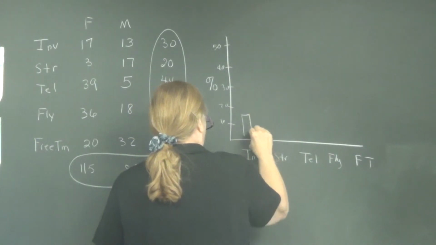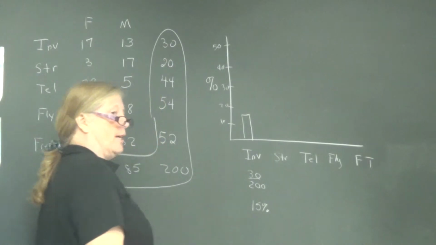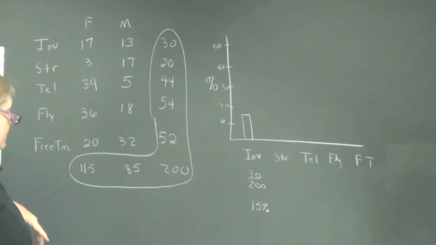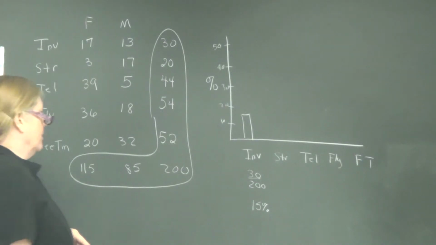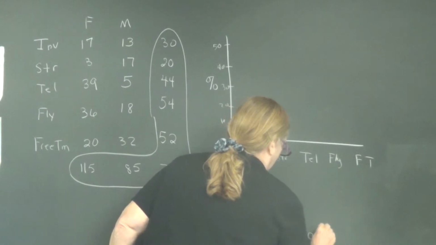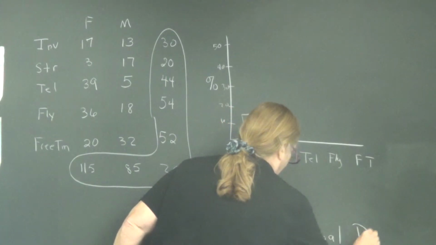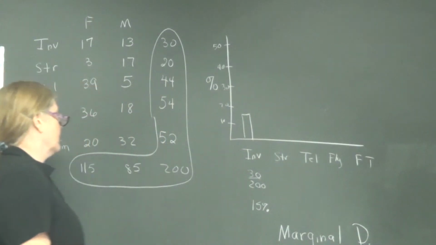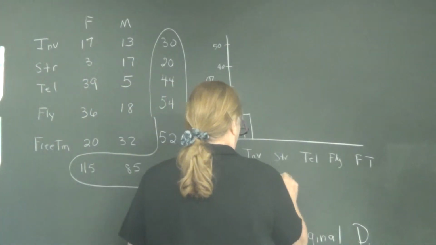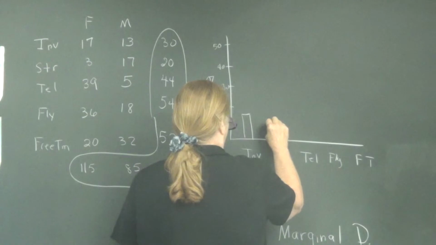All right, do strength for me. Brandon, what two numbers will I do for strength? This is again a marginal distribution. So you're using 20 out of 200? Right. So that's going to be 10%.